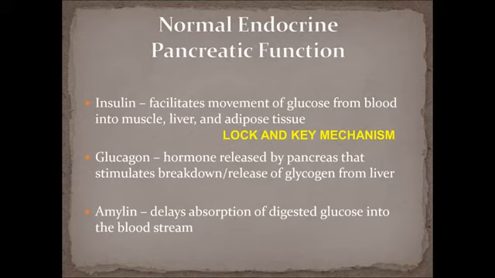When you think about endocrine function, the first thing we think about is insulin. Insulin is produced in the pancreas, in the beta cells of the islets of Langerhans. That insulin is what's going to take glucose from the blood and move it into muscle, liver, and fat tissue cells.